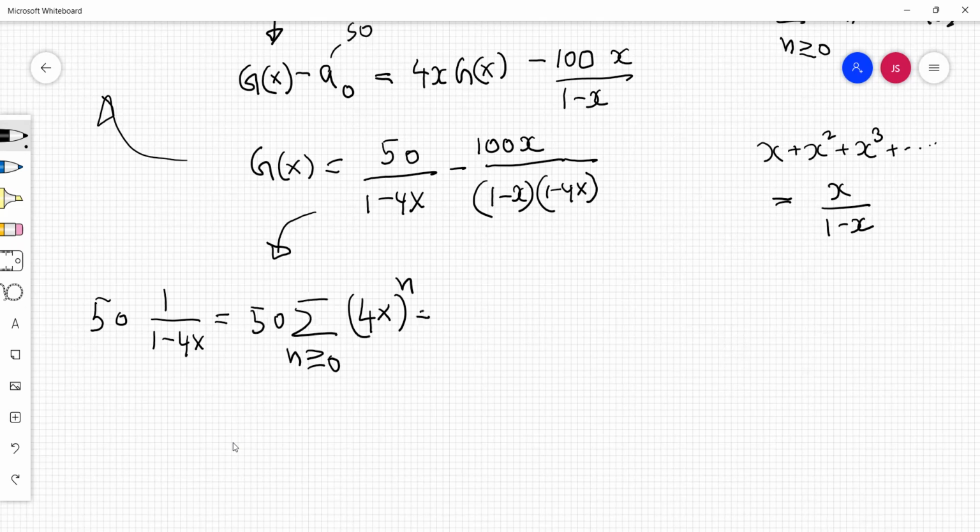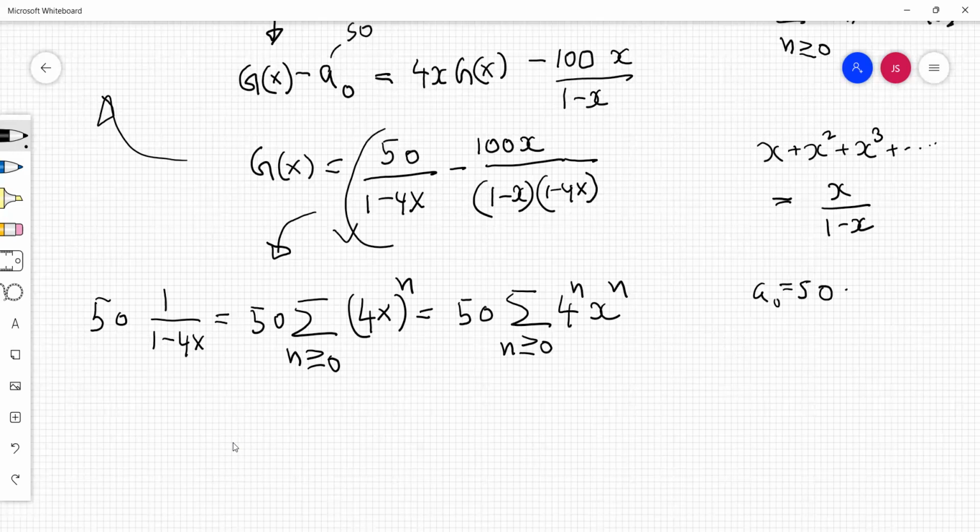Right? So that means 50 times 4nxn. Right? A naught is equal to 50, right? Yeah. We know that actually A naught equals 50. Okay. Now, so that is the expansion of this one. That one.